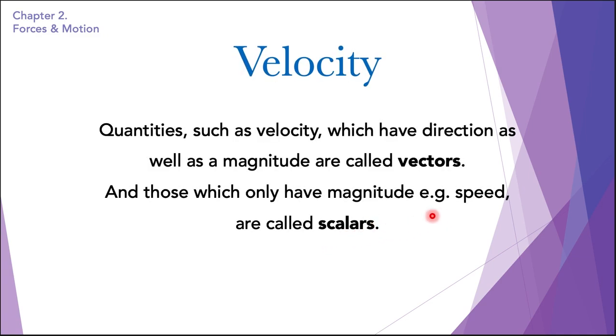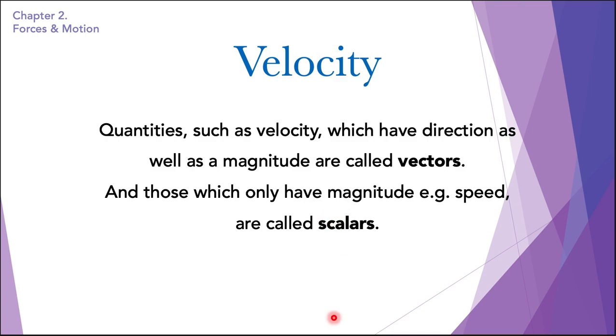Here we are explaining vector quantities and scalar quantities. Quantities such as velocity, which have direction as well as a magnitude, are called vectors. And those which only have a magnitude, for example speed, are called scalars. So this is pretty simple.